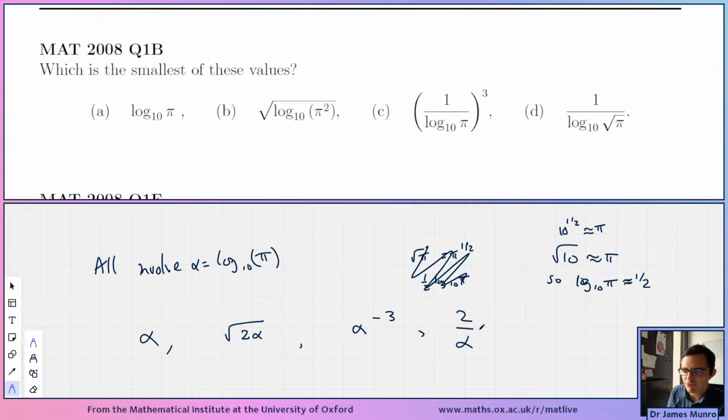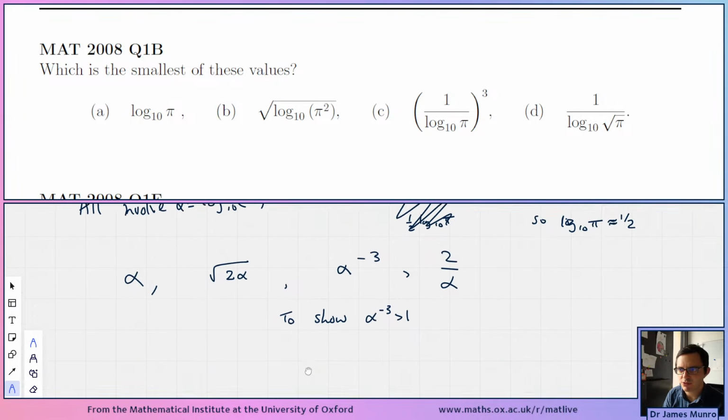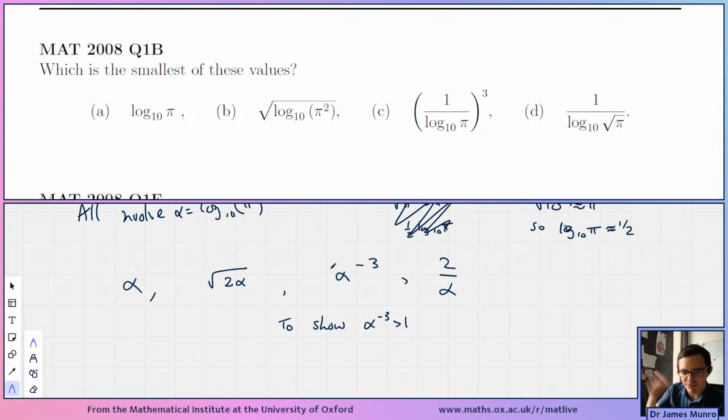So maybe I could try and prove that these two are larger than 1. If I think this one's about 1 and this one's about 1/2. How would I do that? Sometimes it's a good idea to just start writing. To show that this thing is bigger than 1, because I think it's about 8, I should be able to prove that it's massive. For a multiple choice question, I suppose I don't need to lay this out like a proof or whatever, but it's good for us to practice that sort of thing.